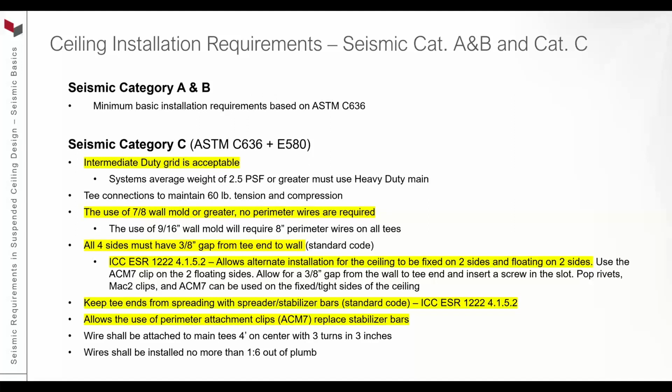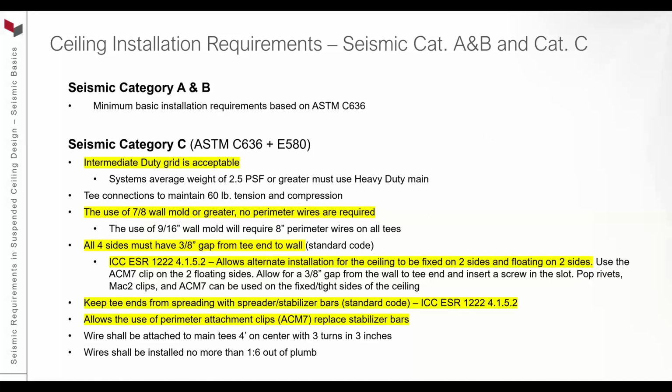So for categories A and B, there's minimum installation requirements. As you can see from the top, there's one item, it says, install for ASTM E580. So we need to make sure that the ceiling is square, we need to make sure the ceiling is level. As we move on to category C, we're not only designing for ASTM E636, but also E580.